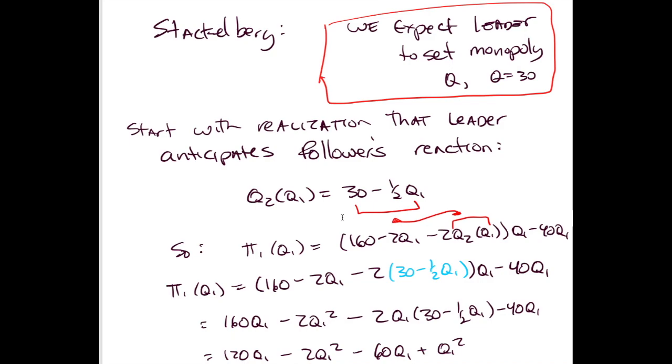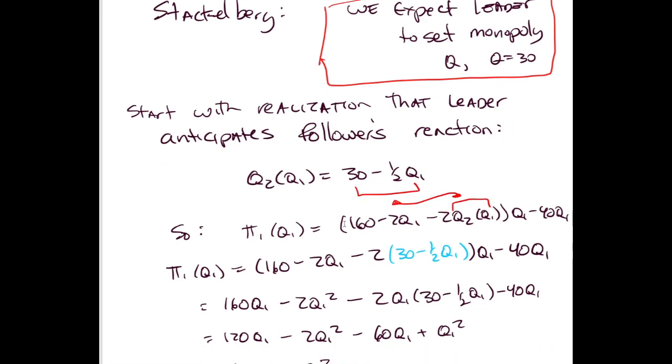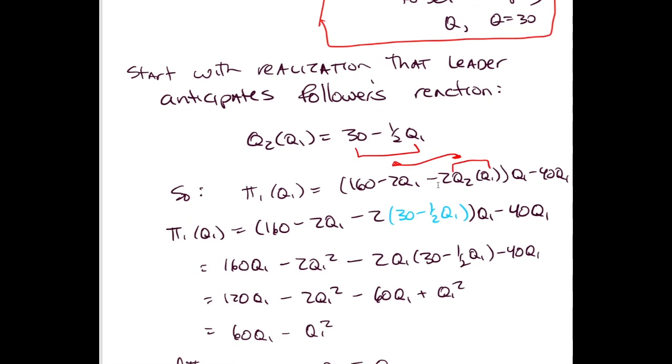Anyway, start with the realization that the leader anticipates the follower's reaction. The follower's reaction was Q2 of Q1, so 30 minus 1/2 Q1. I'm going to drop this into firm 1's profit maximization problem. This looks like their Cournot profit maximization problem to a point. The difference is now, rather than just having Q2, I have Q2 of Q1. Sorry, this doesn't mean Q2 times Q1. This is Q2 as a function of Q1. This is a function, not a quantity.